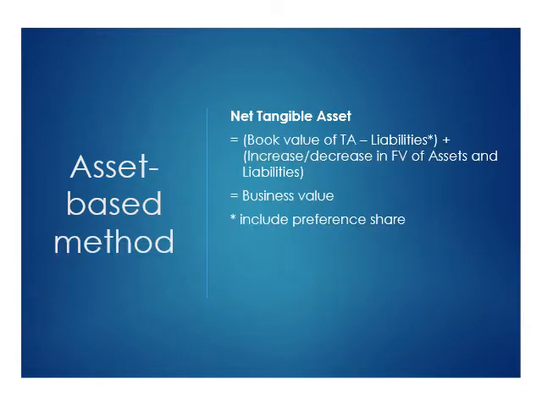An example of an asset-based method is net tangible asset. This is where business value is determined by assessing the book value of its tangible assets, minus from that its liabilities, and added to that the increase or decrease in the fair value of assets and liabilities. From here, we can also determine the share value by dividing the business value by the number of outstanding owner shares that the company has.